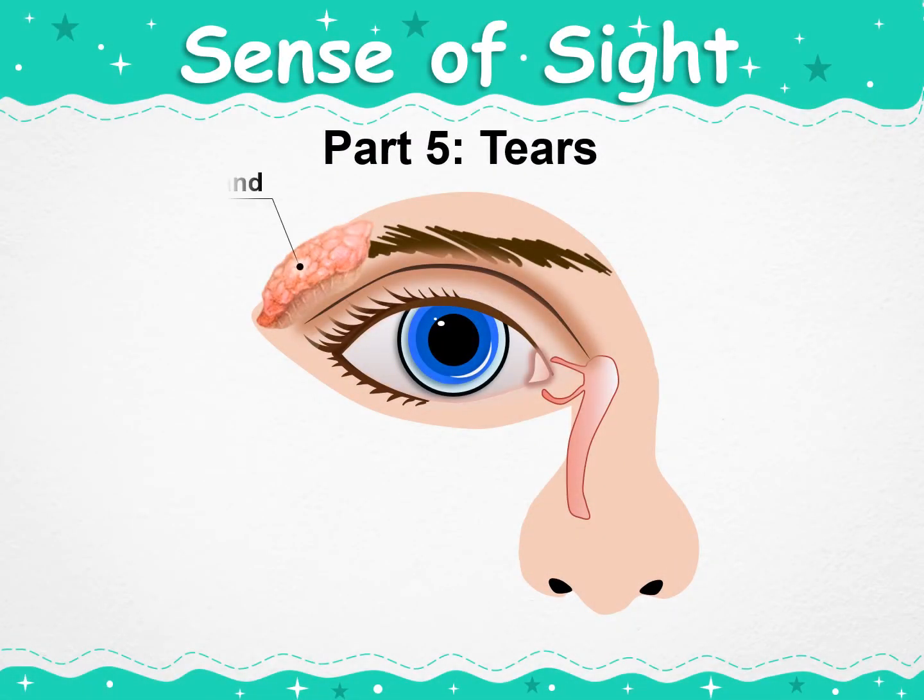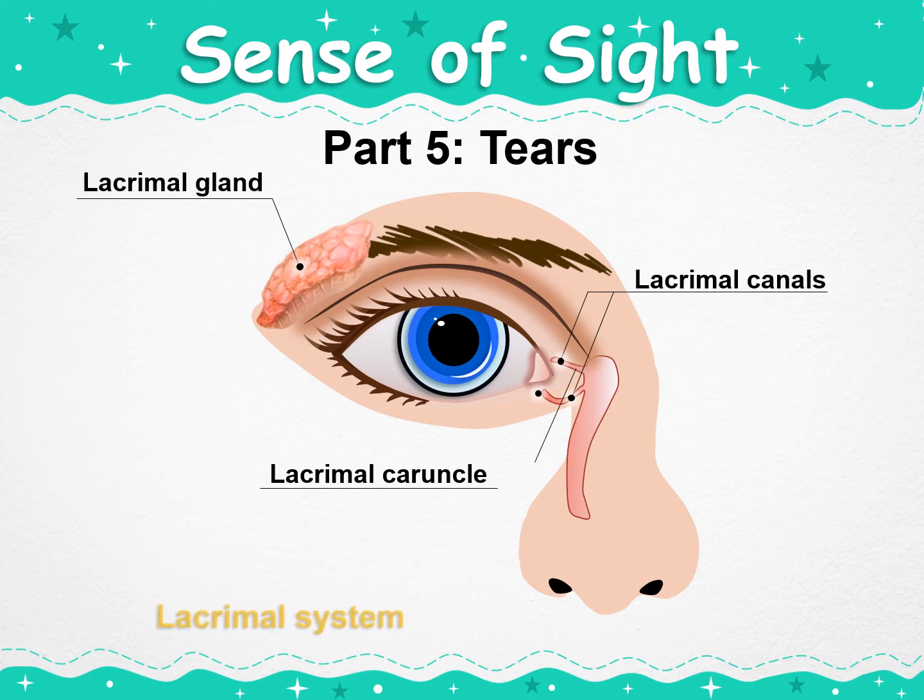These three structures, lacrimal gland, lacrimal caruncle and lacrimal canals, are called the lacrimal system. Besides crying, the lacrimal system plays an important role in the protection of the eye.